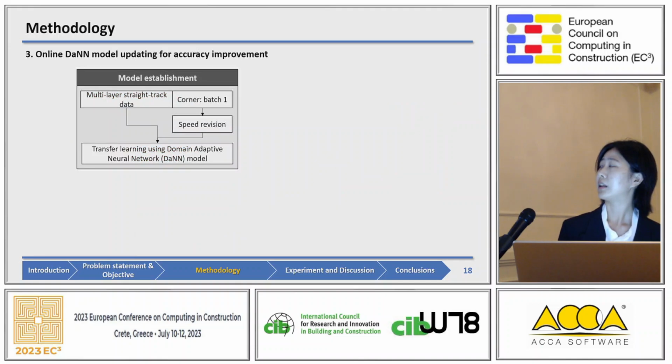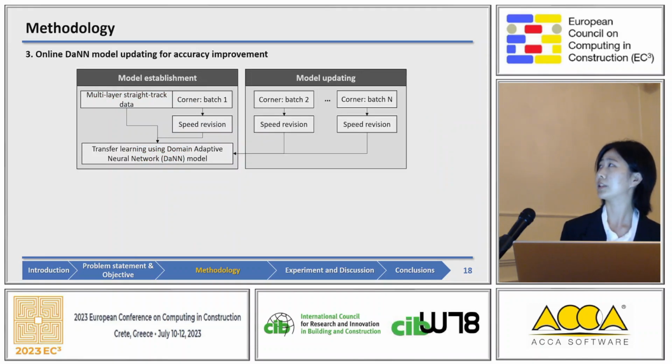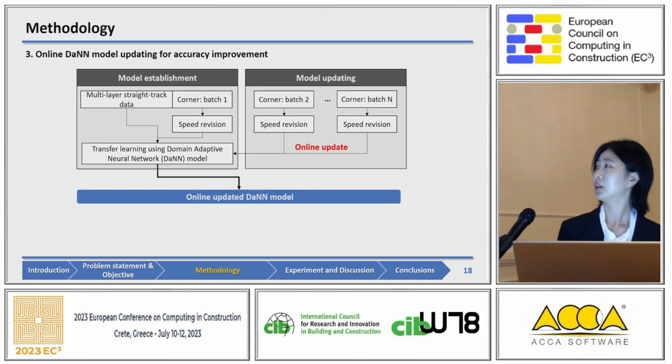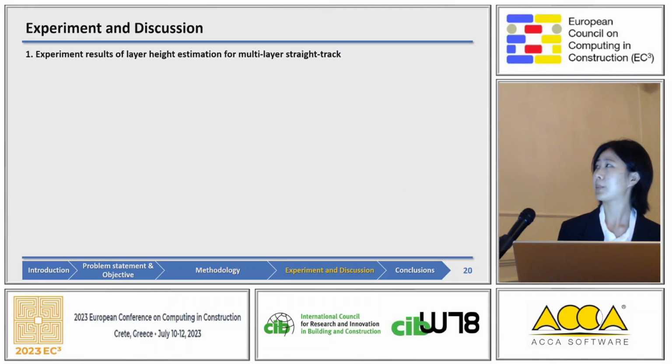And after we have this DN model, we want to improve the accuracy, so we did online updating. When more data is inputted, we repeat the second step, and we keep updating the model. And we use the online updated DN model to do the corner height estimation.